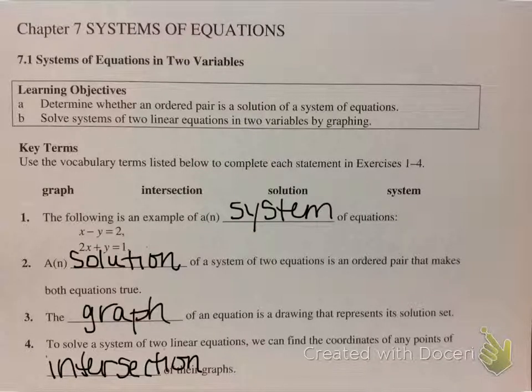Chapter 7 is about solving systems of equations. And there are several methods for solving systems. The first method we're going to look at is graphing. To get us started, let's look at our key terms.